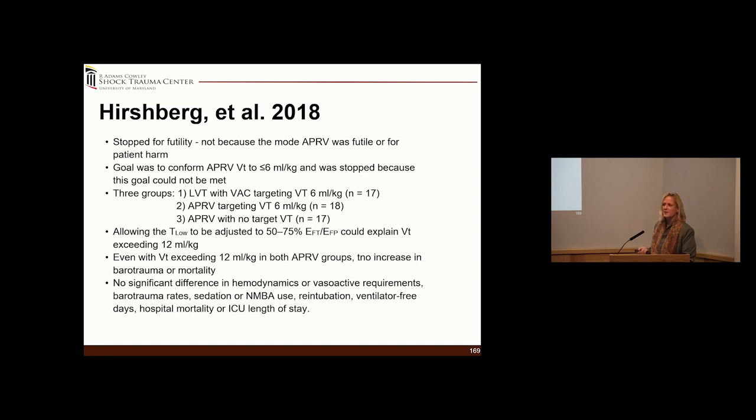They wanted to keep it low tidal volume, but no matter what they did, they could not reduce the tidal volume in APRV. There's a possibility for that because they adjusted the T low to be either 50 to 75%. You saw how at 50% the volumes will go up, right? So if they had targeted 75% solely, maybe the volumes would not have been as high. They had 3 groups: low tidal volume, 6 mLs; APRV, which they targeted to 6 mLs; and APRV with no target.